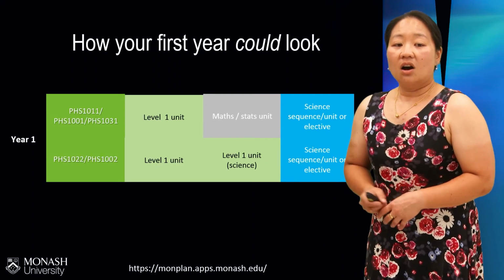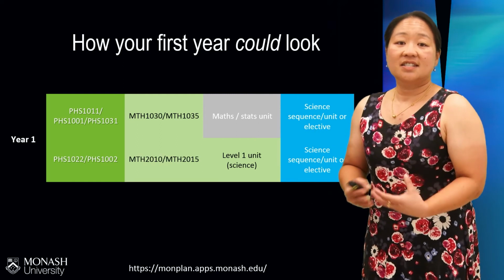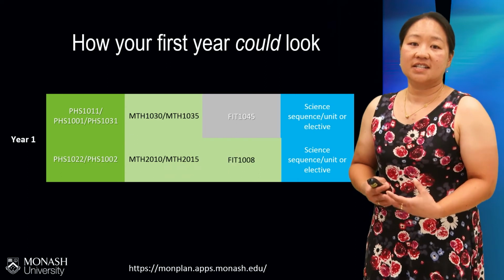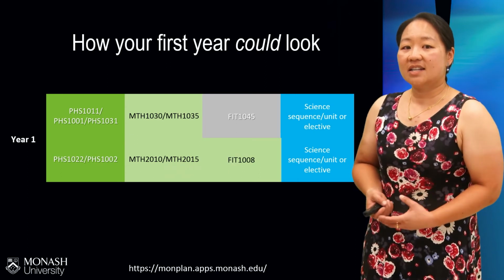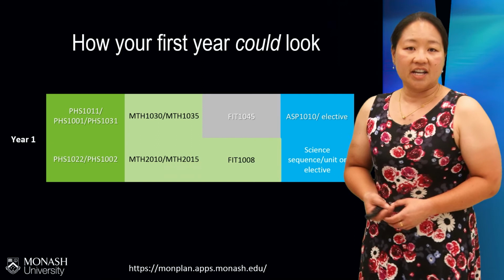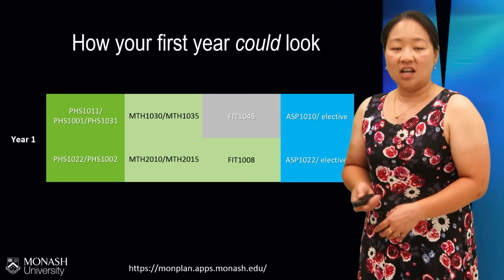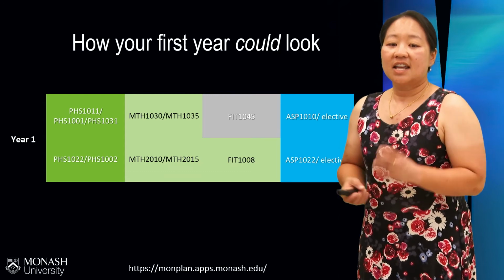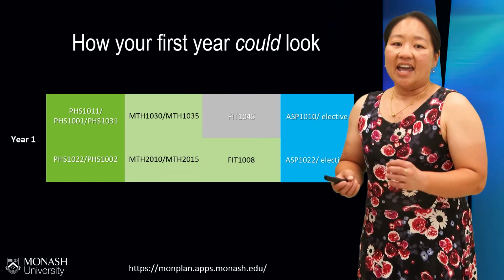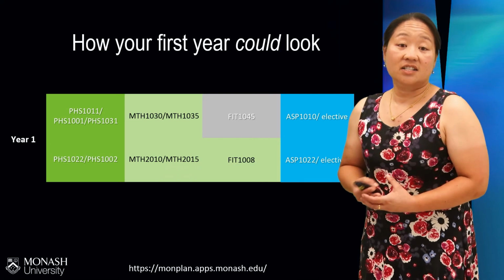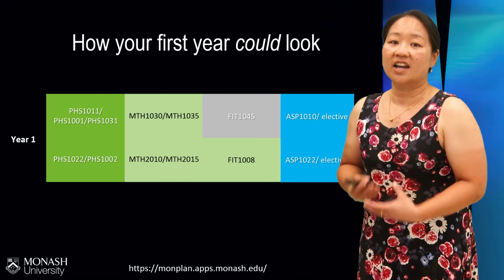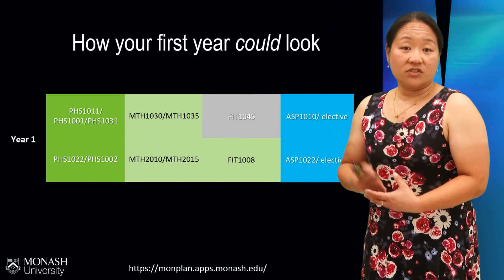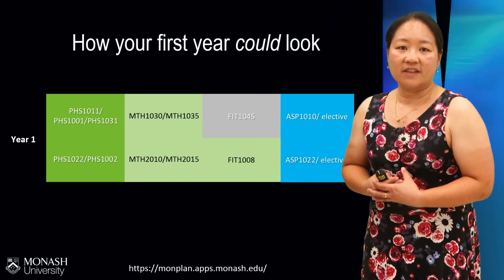In terms of another example, this is an example of what your first year could look like if you're interested in physics, astrophysics, mathematics, statistics, or the computational science majors. Again, you can complete science or non-science units in that elective space, and in this course you're allowed to complete 4 non-science electives. The non-science electives have restrictions. Some have restrictions from other faculties.